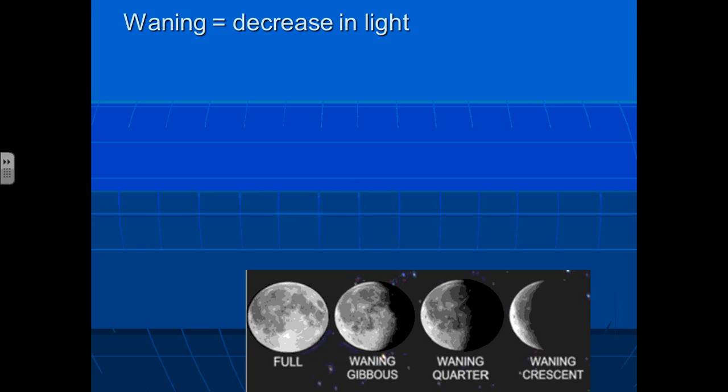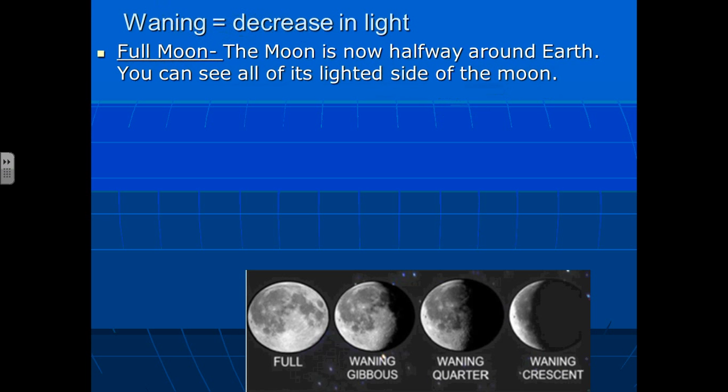After we get through our waxing phases, we then begin to wane. Waning means to decrease in light. So when you see a moon waning, that means the left-hand side of the moon will be lit. Full moon is when the moon is now halfway around the Earth, and you can see all of the lighted side of the moon. So we see a full circle for the moon during a full moon stage, as you can see in the picture below.